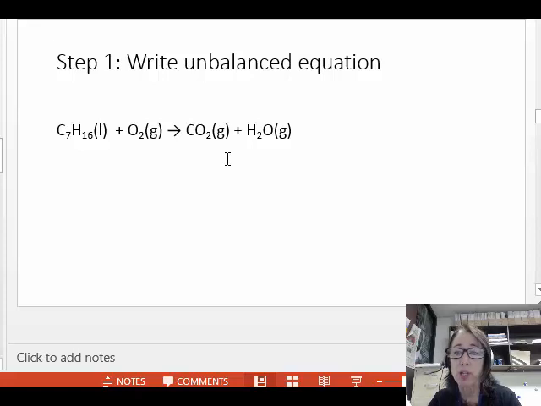The unbalanced equation reads C7H16(L), or liquid heptane, plus O2(G), or gaseous oxygen, forms CO2(G), or gaseous carbon dioxide, plus H2O(G), or water vapor.